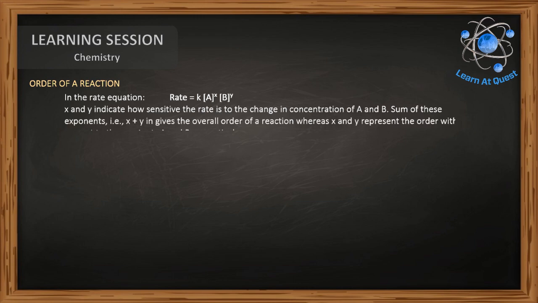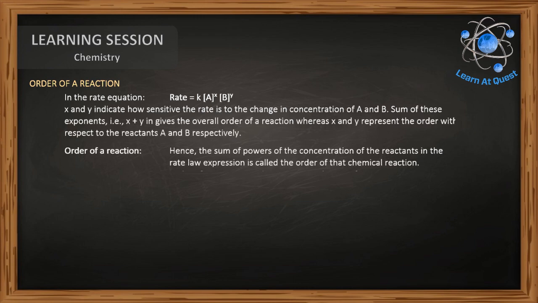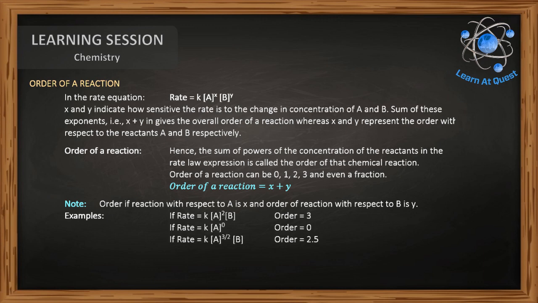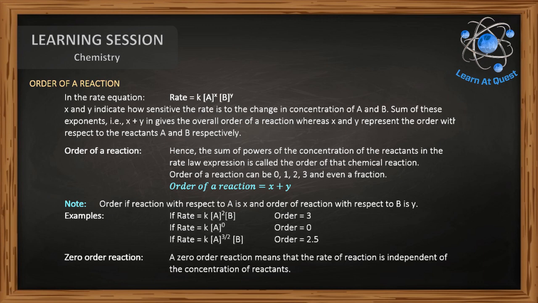In the previous two sections, we understood how to express the rate of a chemical reaction using two methods. One based on stoichiometry and the other by using the rate law of mass action. Let us now understand what we mean by the order of a chemical reaction. Let us consider a chemical reaction A plus B forms C plus D.